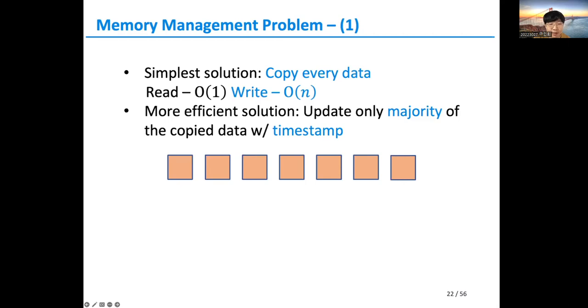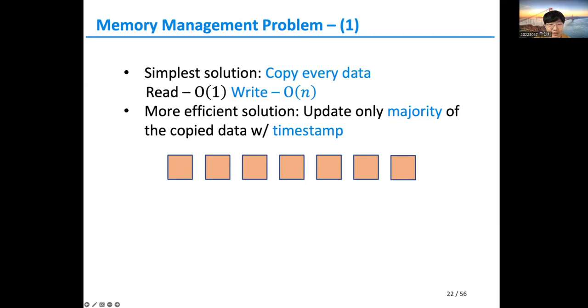This could be done by not updating every copy, and writing a timestamp. So you just have to update more than half of the copies and write the timestamp there. Then on each read, if you read more than half of the copies, there will be at least one value that has recently been updated, which can be checked through the timestamp. I'll explain this more specifically with an example.